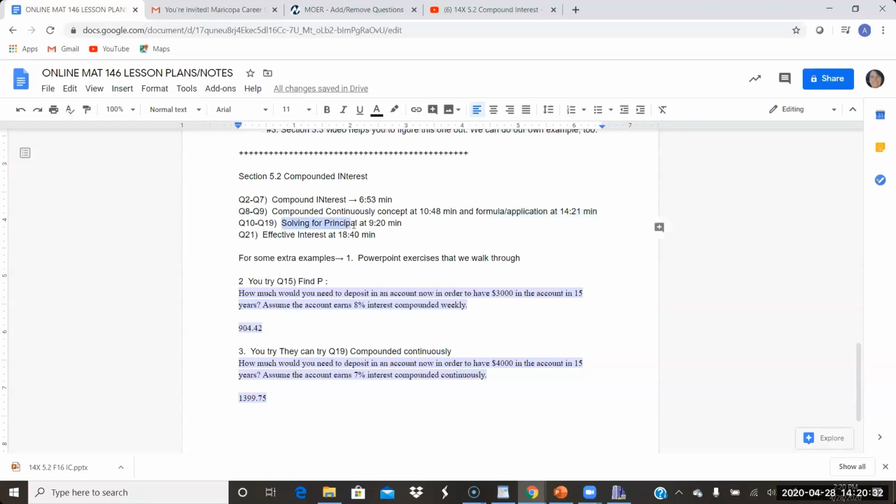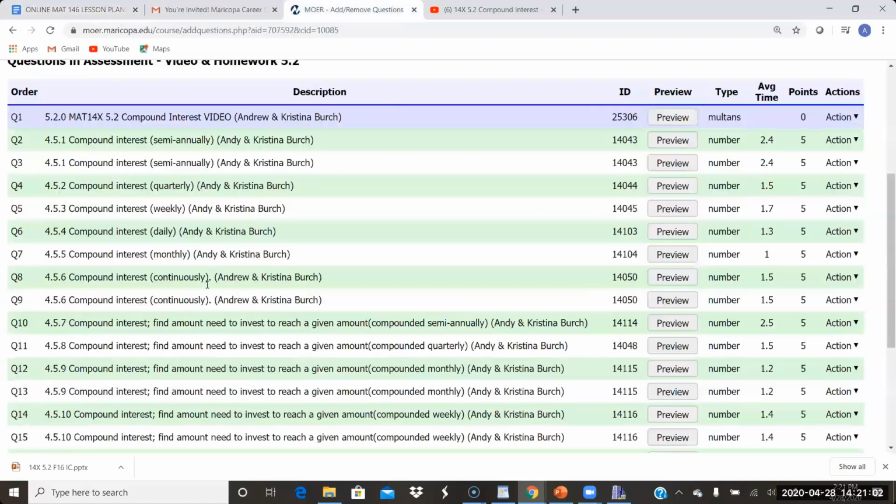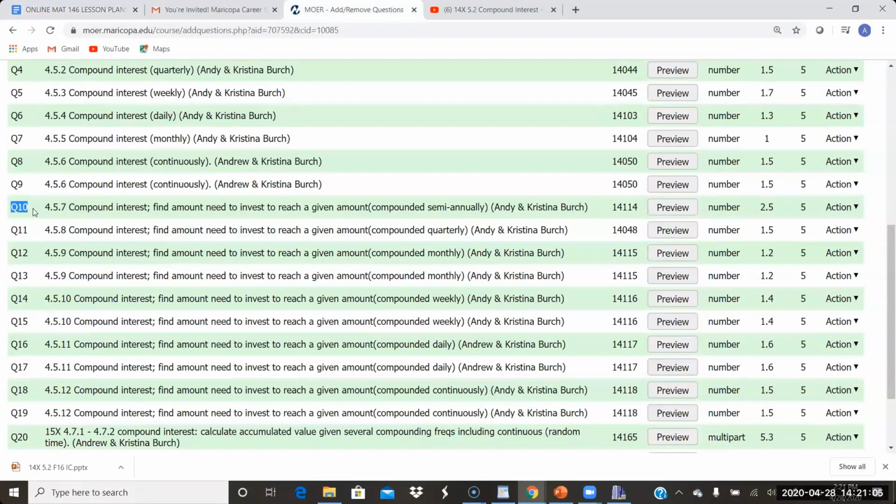Okay, so the next one, when you're trying to solve for the amount, how much do you get after 10 years, after 5 years, how much do you end up with in your account? That's the easy task. But I think what happened, and this probably happened to you in the last homework, is when you're trying to solve for principal, it starts to get a little complicated on the calculator. So those questions are questions 10 through 19. And it's basically the same thing over and over.